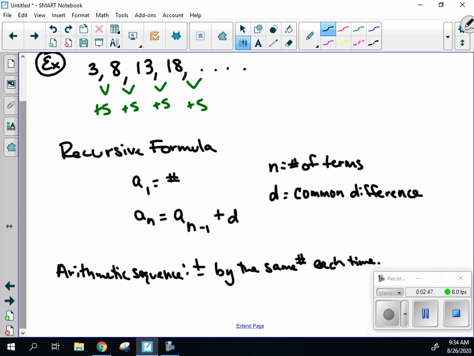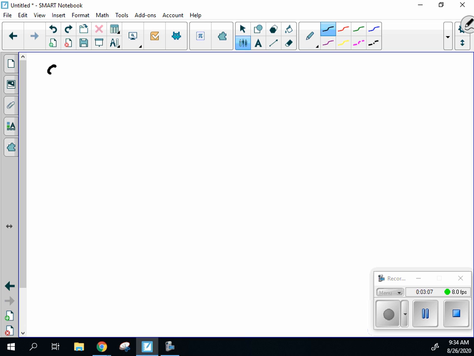There is another way to figure out, say for instance on the pattern I'm working with there, that I want to know the 100th term. I'm not going to go through and add all those numbers until I get to the 100th term. I'm going to want a formula. This is what we call explicit.